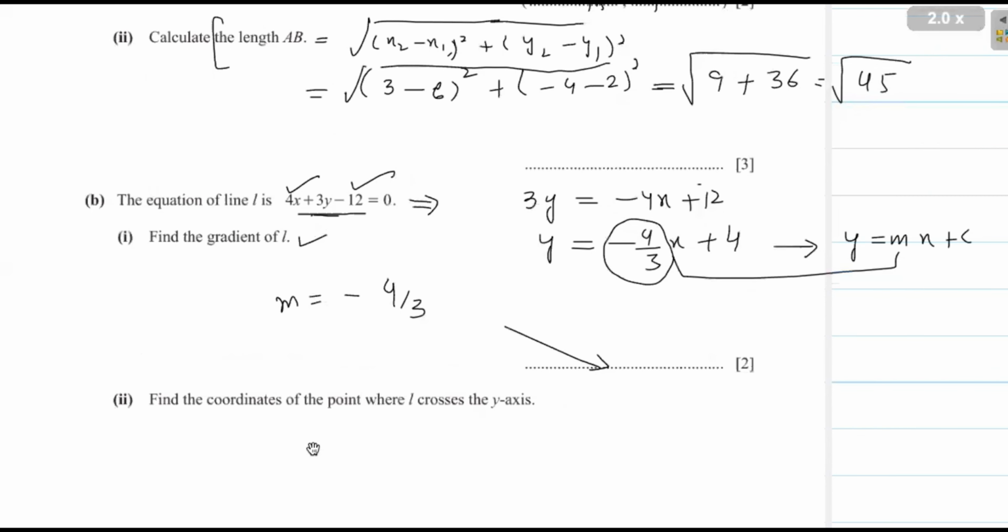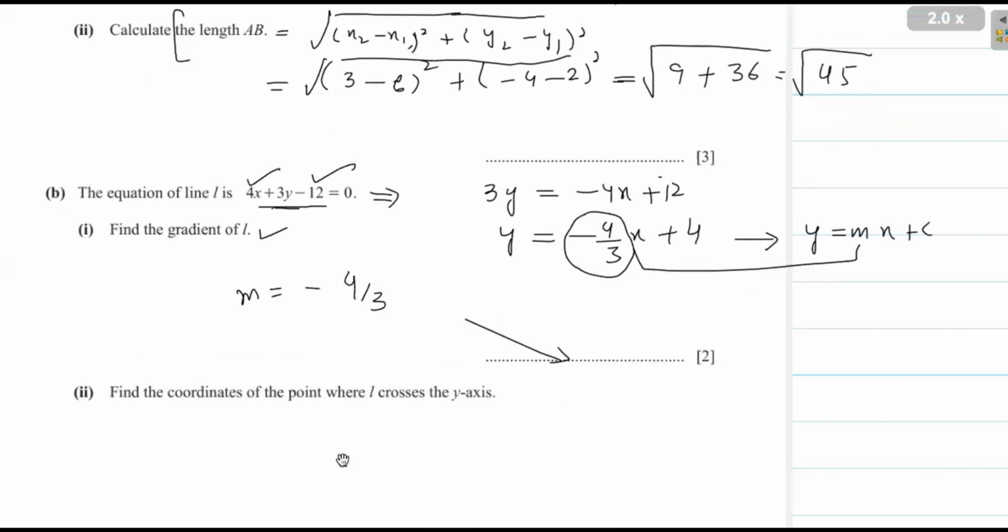Next is to find where line L crosses the y-axis. Look, the equation of the line here is 4x plus 3y minus 12 equal to 0. If this line crosses the y-axis, the coordinates will be 0, b, because it crosses the y-axis. Now we will put the values in this equation.